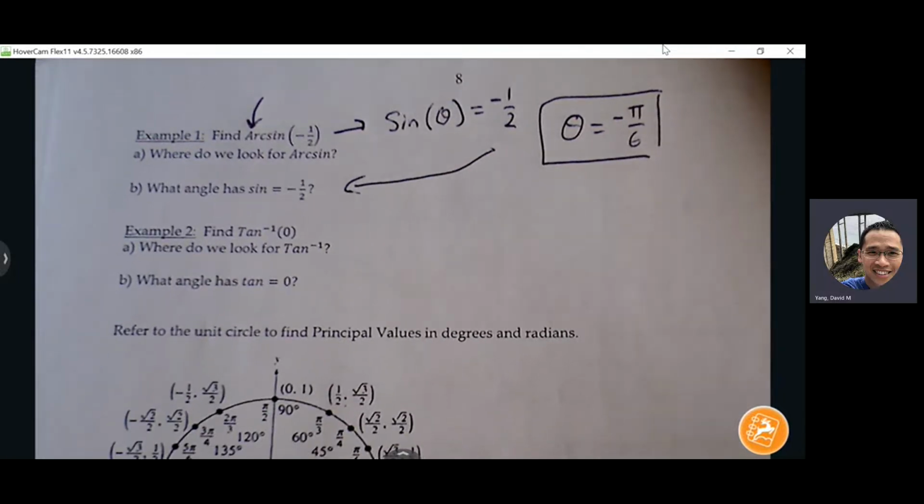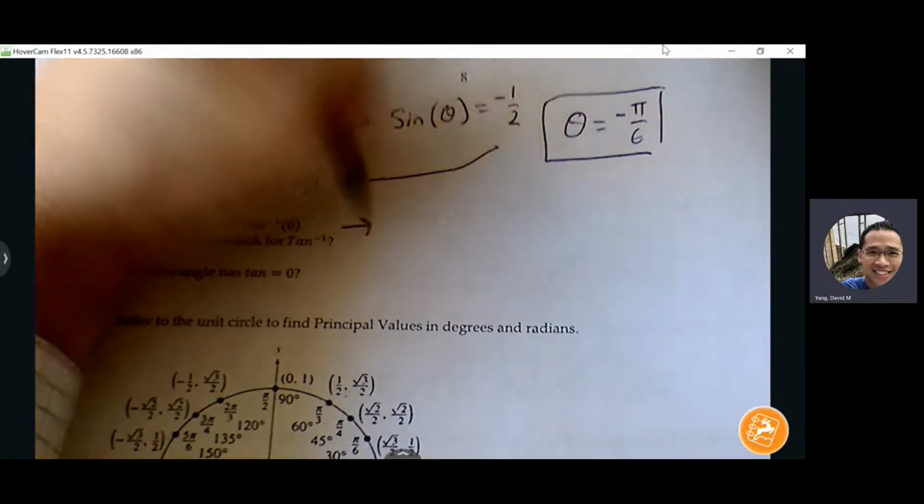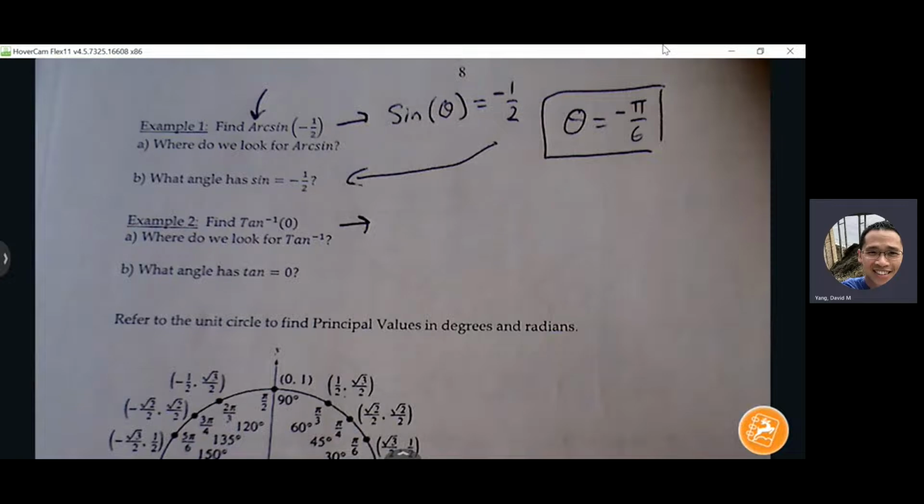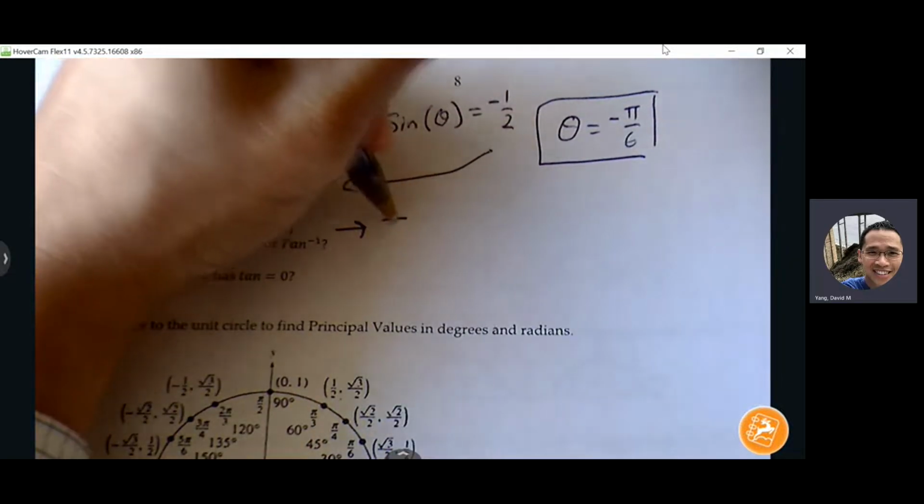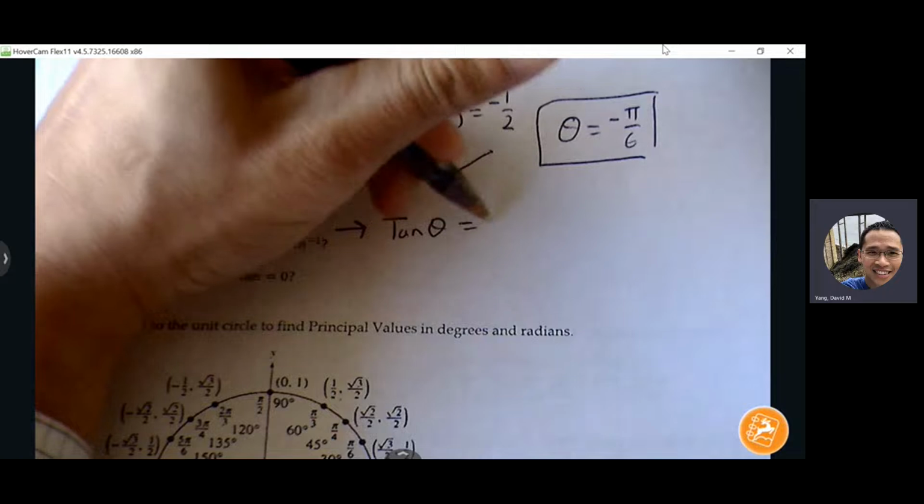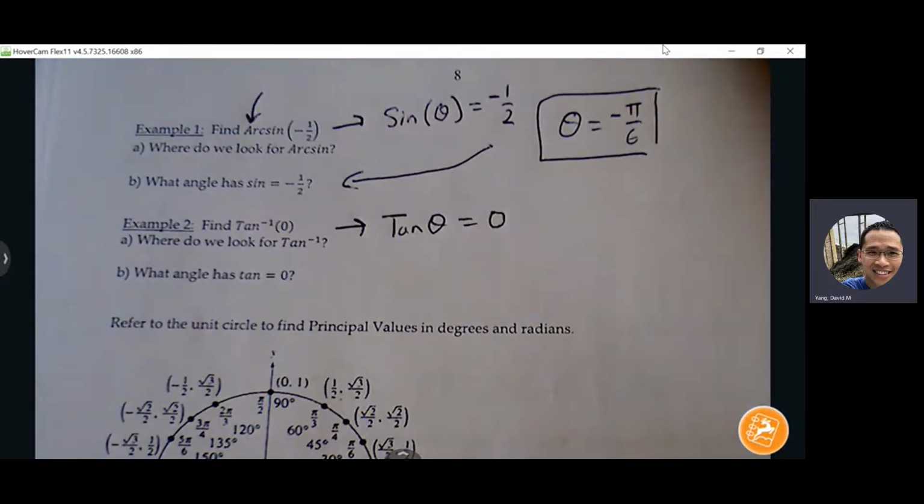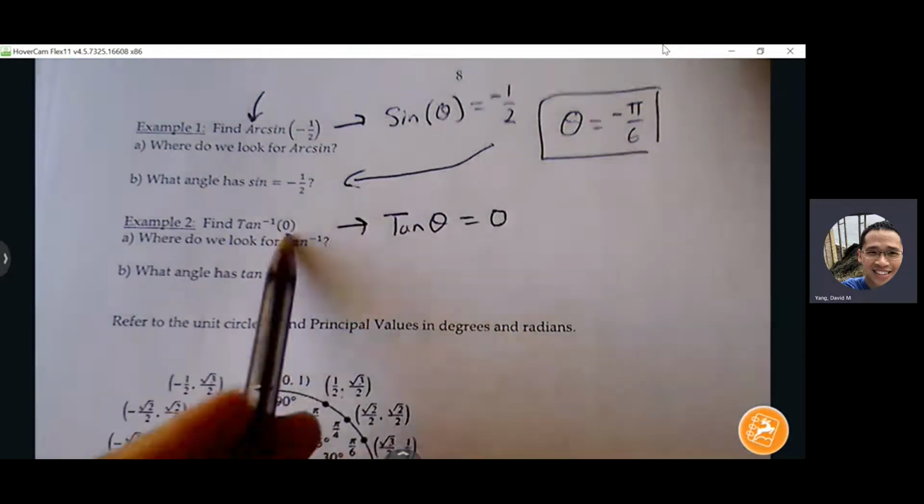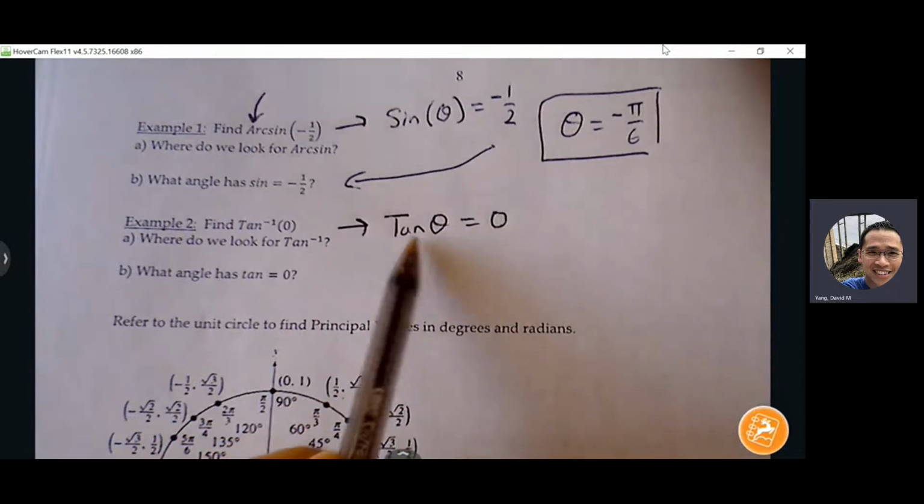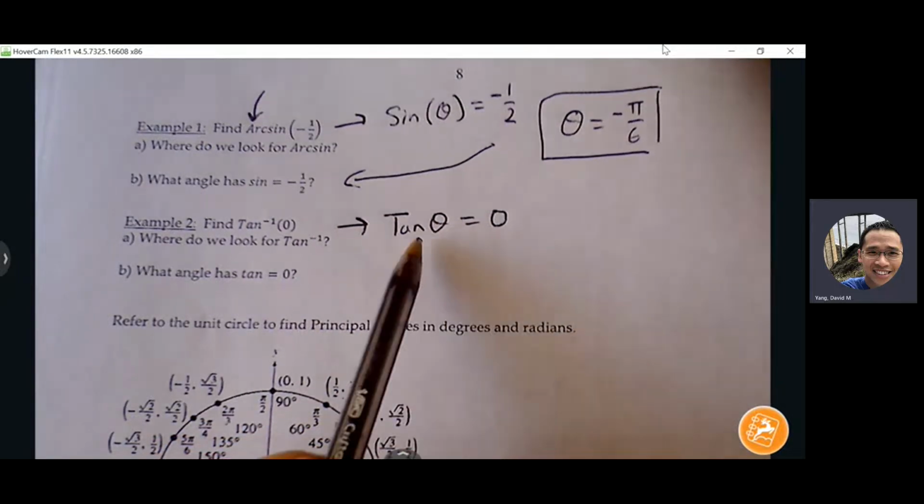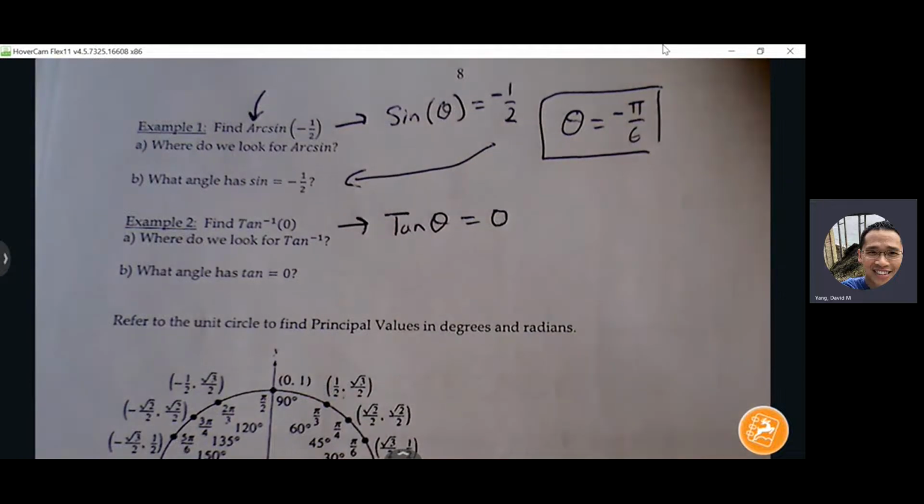Okay, example 2. Find inverse tangent of 0. So in other words, if the inverse feels a little bit weird, or you're not familiar with it, then rewrite it in a way that feels familiar, right? It means the same thing. It's just written without the inverse. So you can say to yourself, tangent of what angle is equal to 0?